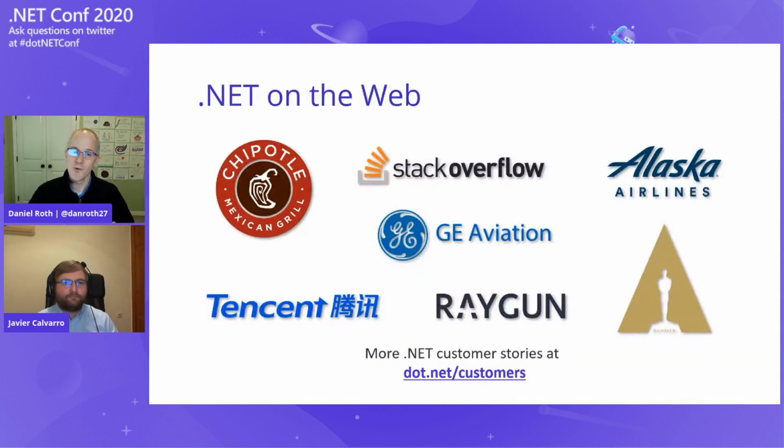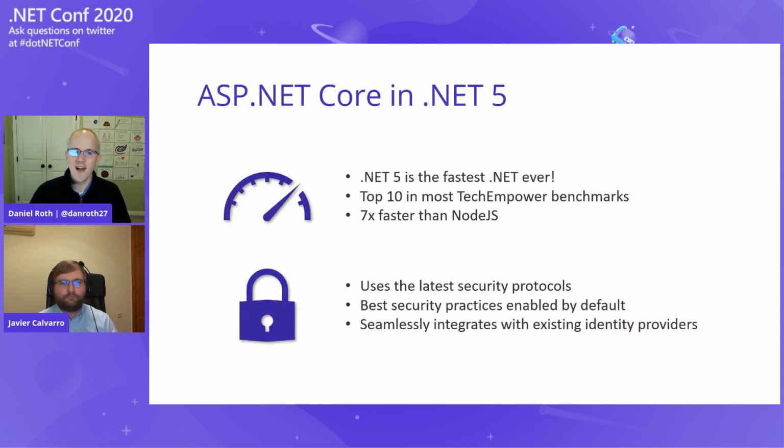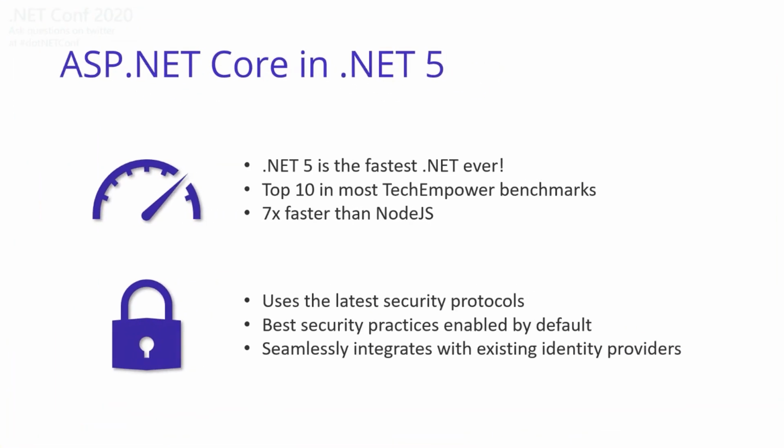Now, .NET has been the workhorse powering web apps from the server for many years. Many of the biggest names on the web are powered by .NET. With ASP.NET Core in .NET 5, you get unparalleled support for building web apps that are fast and secure. ASP.NET Core in .NET 5 is the fastest .NET web framework we've ever shipped and ranks in the top 10 for almost every public TechEmpower benchmark, far outperforming most other popular web frameworks. ASP.NET Core in .NET 5 also helps keep your web app secure with the latest security protocols and best practices.